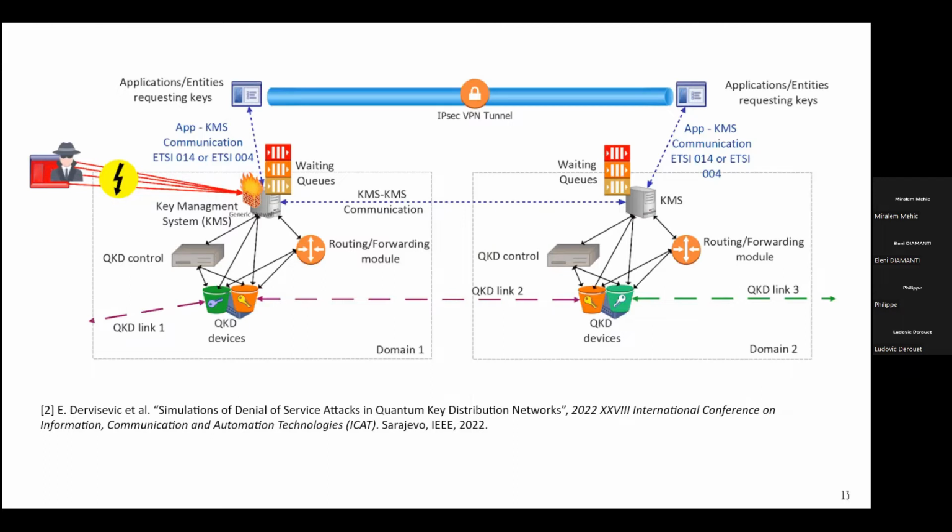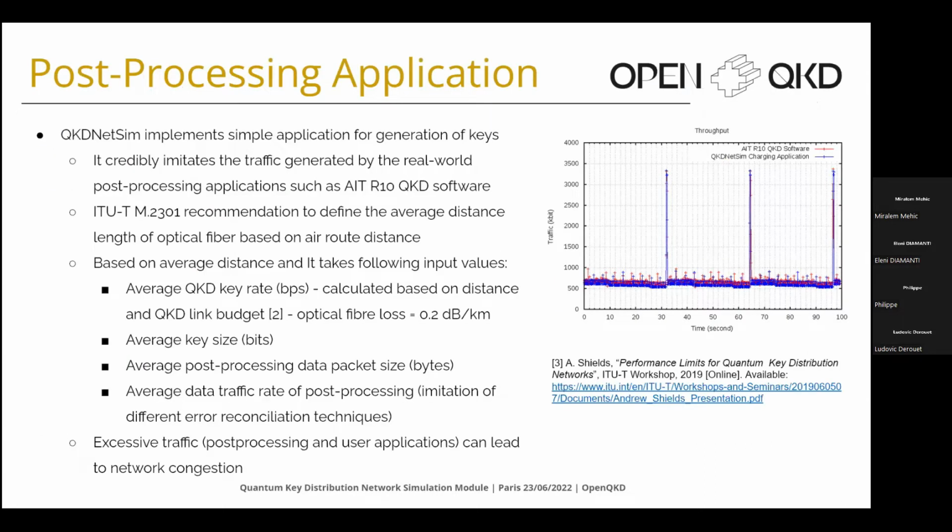So it allows us a lot of functionalities to test, to play with different aspects that we didn't consider previously. As regards the key generation functionality, we implemented our post-processing functions. We have also the post-processing, basically the full stack, but for the purpose of the simulator, we currently use applications that imitate the traffic.